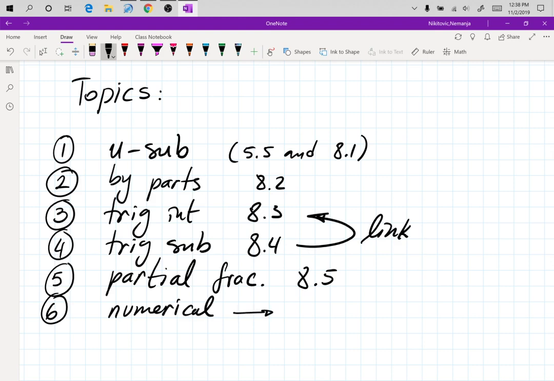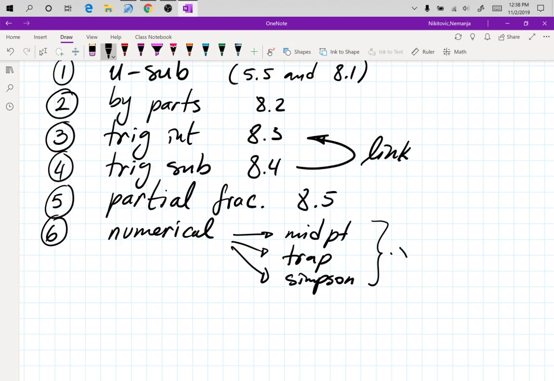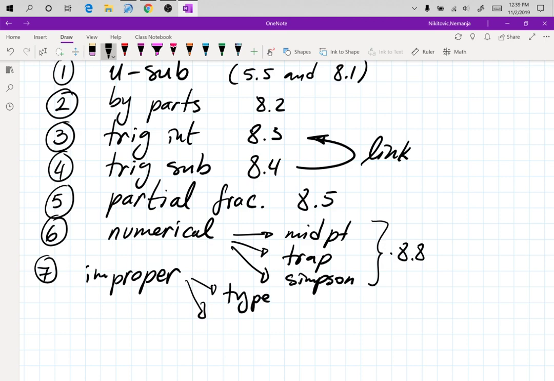numerical, which breaks into midpoint, trapezoid, Simpson, all of those, 8.8, and number 7, improper, which breaks down into 2 categories, type 1, type 2.